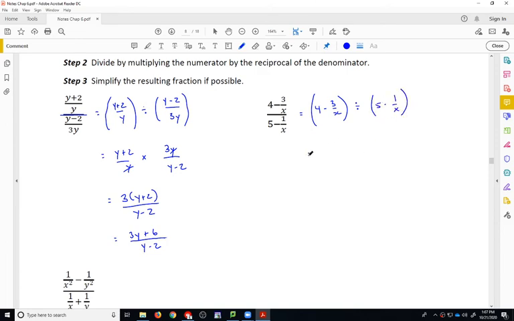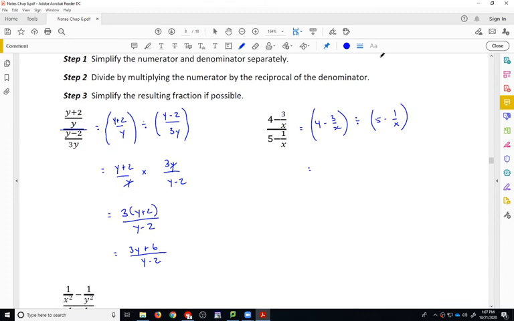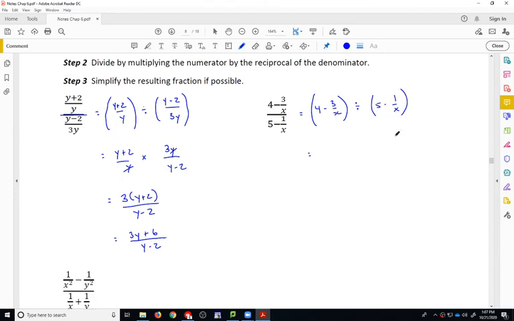Then, if you're dividing fractions, you flip the second fraction and multiply. Notice I said flip the second fraction. You can't flip a binomial. You have to make this into a fraction. So step number 1, if you look above, said simplify the numerator and denominator separately. Simplifying means create common denominators for each of them separately.